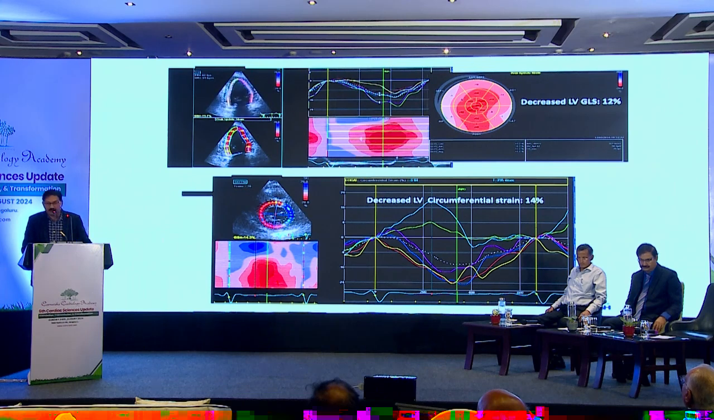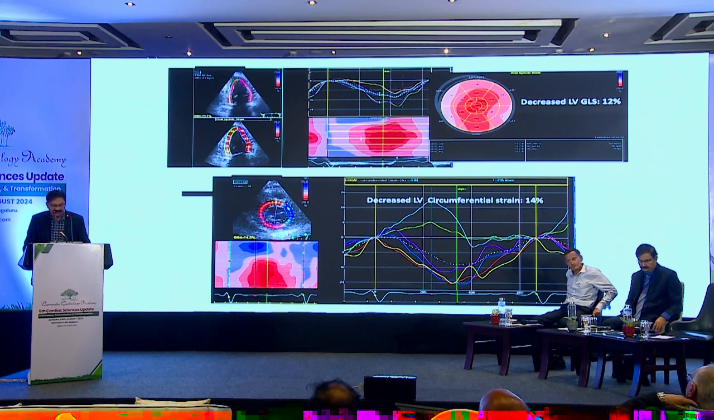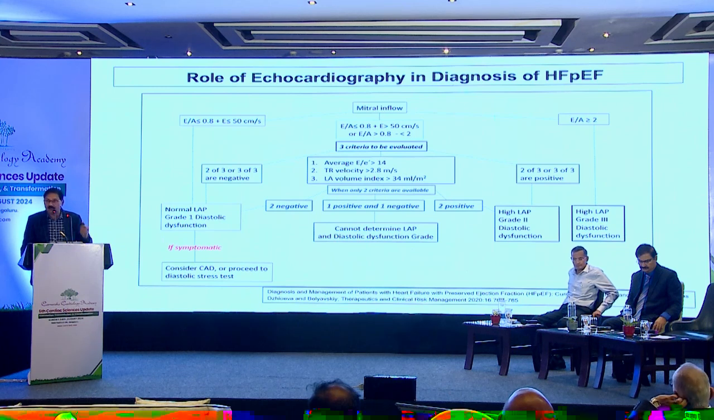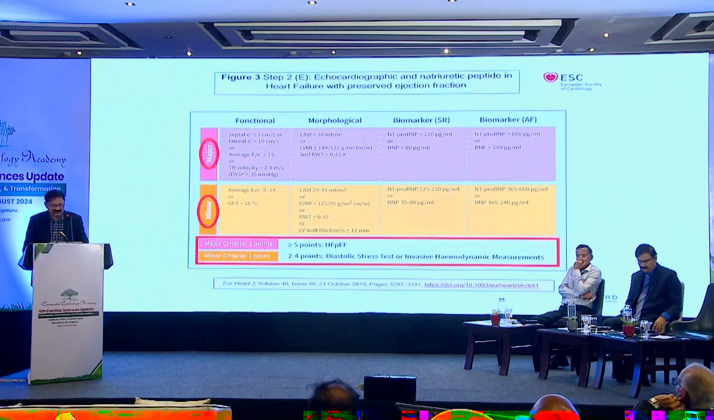fraction. This is one of our case studies wherein the longitudinal strain was 12%. So again, this indicates that this patient had heart failure with preserved ejection fraction. So one snapshot to summarize the entire echo parameters. Accordingly, you can give points to the patient, and based on this, you can come to your assessment whether this patient has heart failure with preserved ejection fraction.